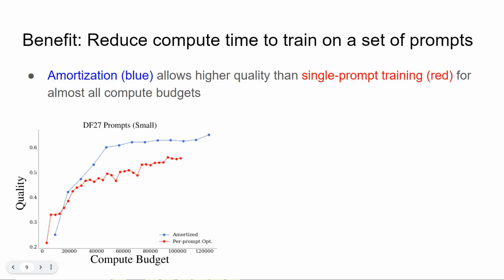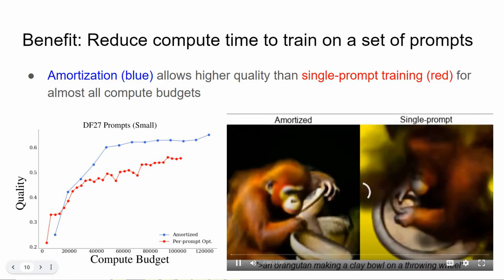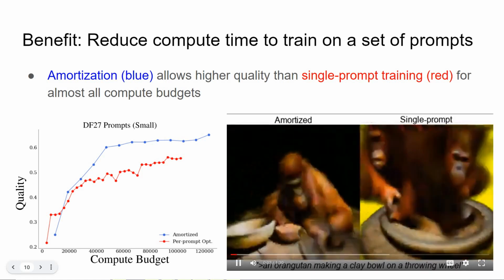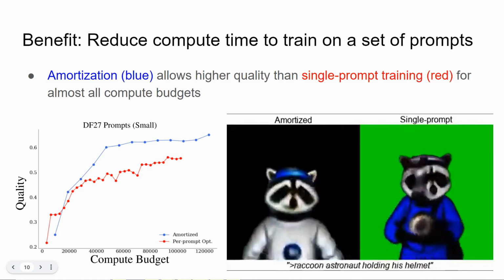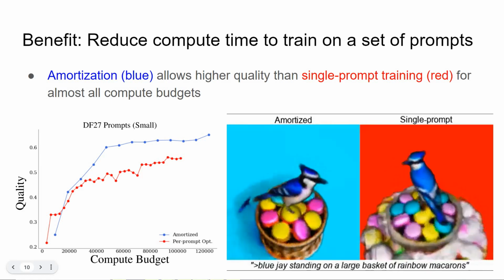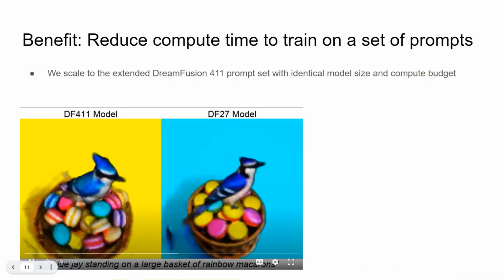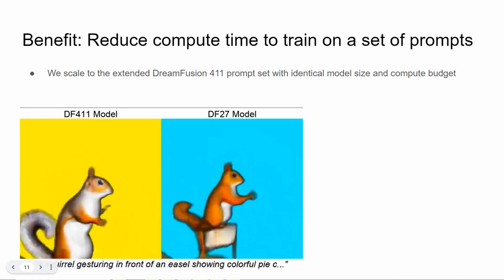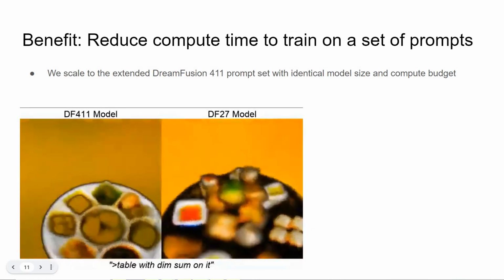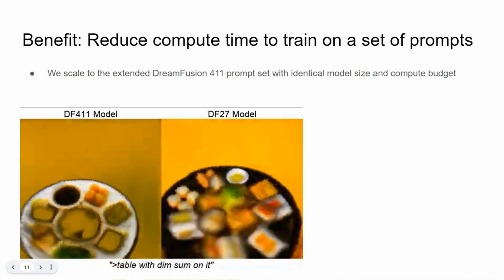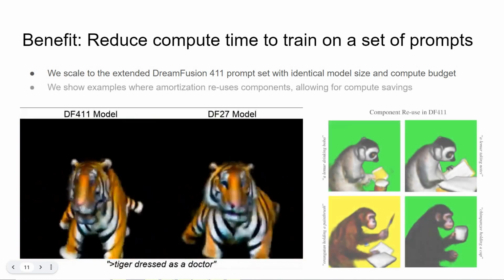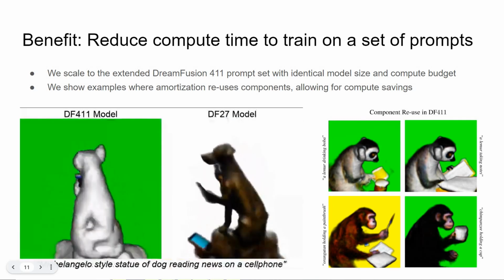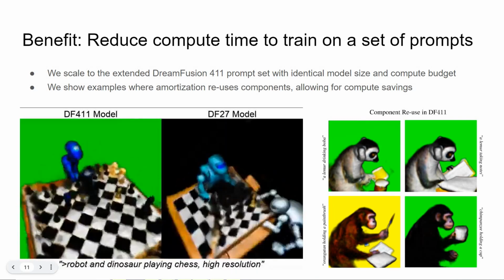Amortization in blue allows a higher quality than single prompt training in red, measured by R-probability for almost all compute budgets. We also qualitatively compare the results and find amortization performs strongly. We scale our method to the extended set of 411 text prompts from DreamFusion using an identical model size and compute budget. We show a qualitative comparison on the overlap with the prior 27 prompt training, offering similar performance. Amortized optimization reuses components across prompts, which can help explain compute savings or even allow generalization.